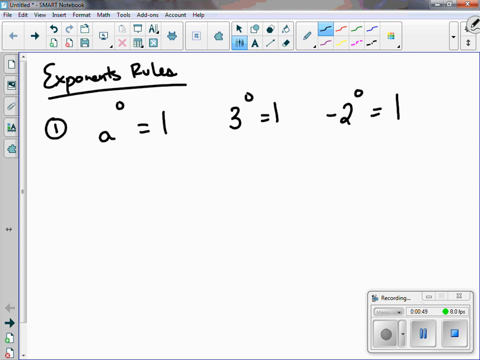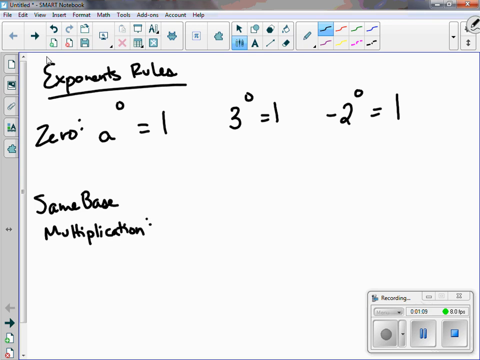The next one is if you have a same base. Sorry, there are actual names for these. Same base multiplication. If I were to have a to the 4th times a to the 3rd, even though you are multiplying the base part, which is the a, your exponents actually get added. So this is realistically a to the 4 plus 3, which is a to the 7th.